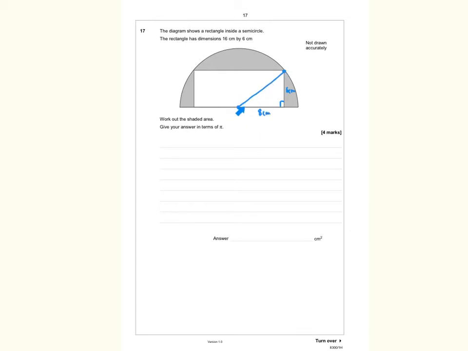When I have the radius, I know pi r squared gives me the area of a full circle. I would half that. But I would still need to write it in terms of pi, which means use your algebra skills and keep it in terms of pi. And then I need to take away the area of the rectangle, which is going to be 16 times 6. Then all of that needs to be simplified in terms of pi.